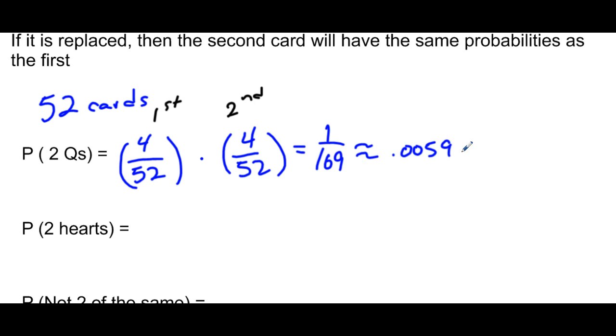All right, so you have a 1 out of 169 chance of getting two queens out of the deck, out of two events, or two picks.